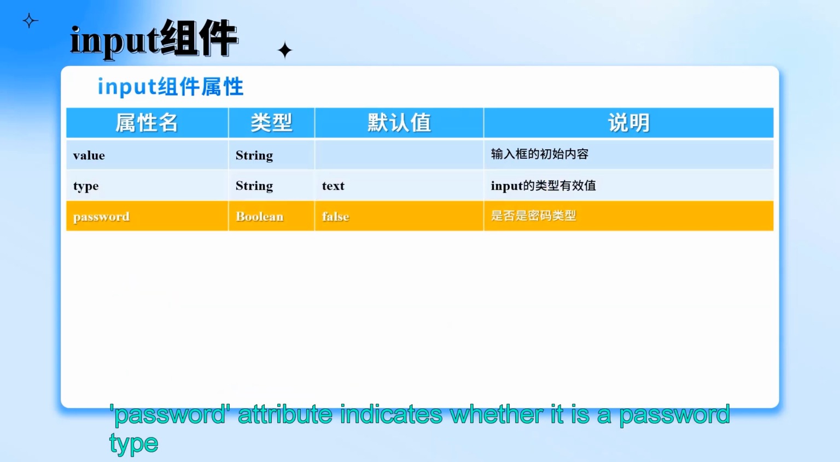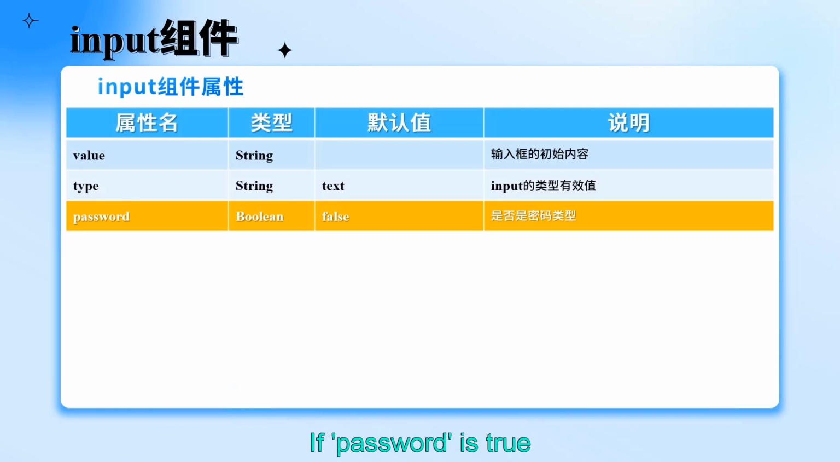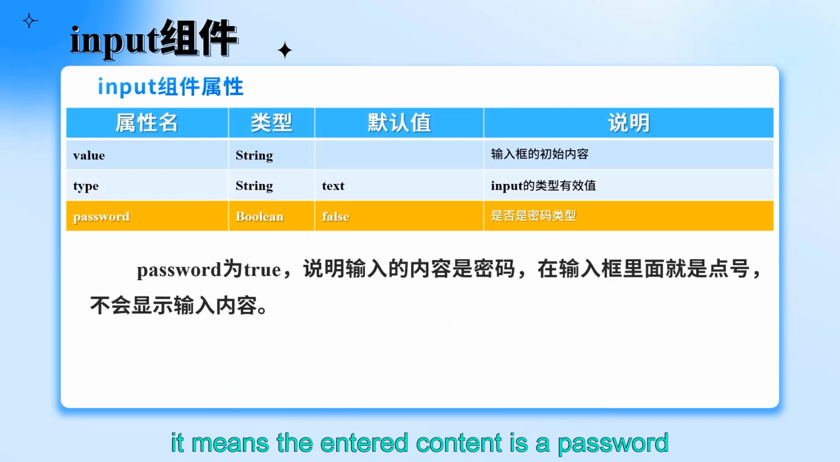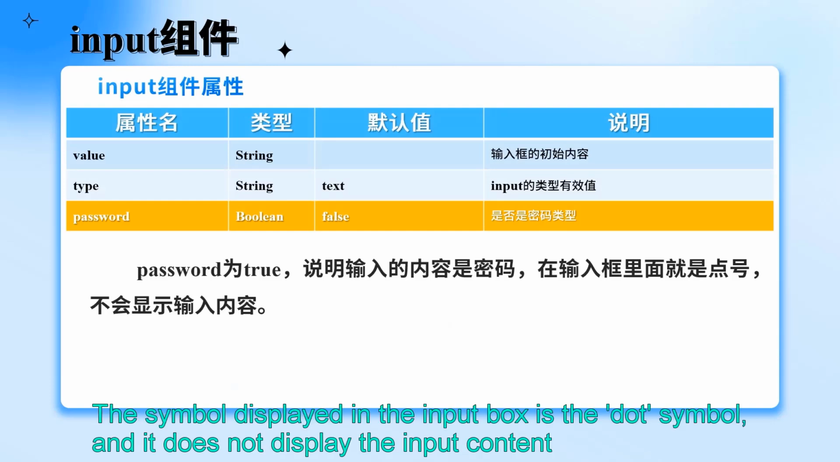Password attribute indicates whether it is a password type. If password is true, it means the entered content is a password. The symbol displayed in the input box is the dot symbol, and it does not display the input content.